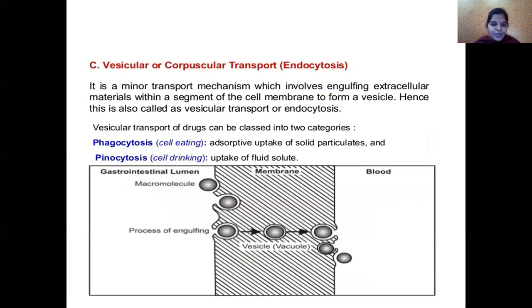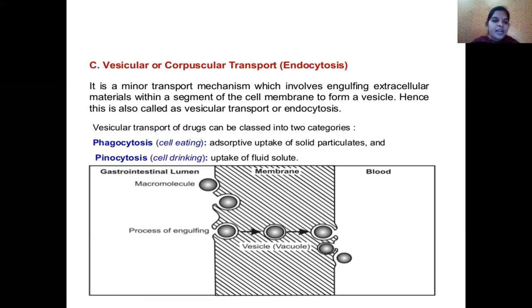That is the last one, vesicular or corpuscular transport, which is nothing but endocytosis. This is the last method of transport of drugs through the GIT. It is a minor transport mechanism which involves engulfing, that is, capturing extracellular materials within a segment of the cell membrane to form a vesicle. Hence, this is also called vesicular transport or endocytosis.